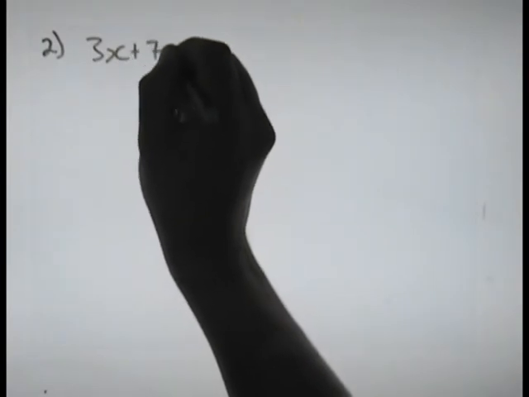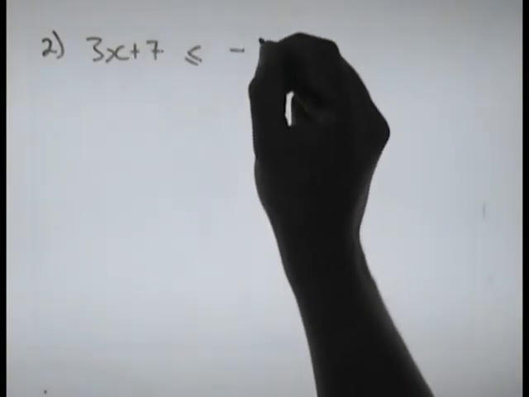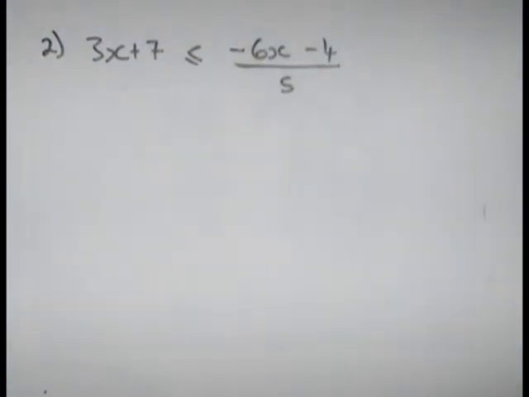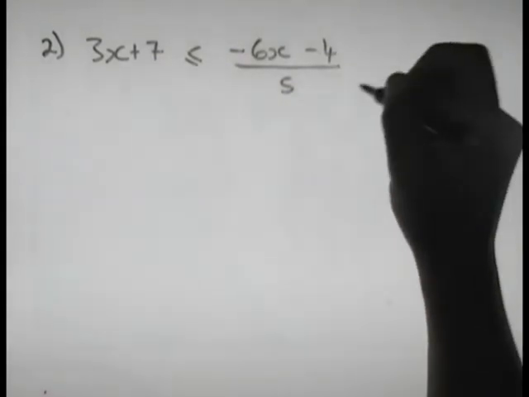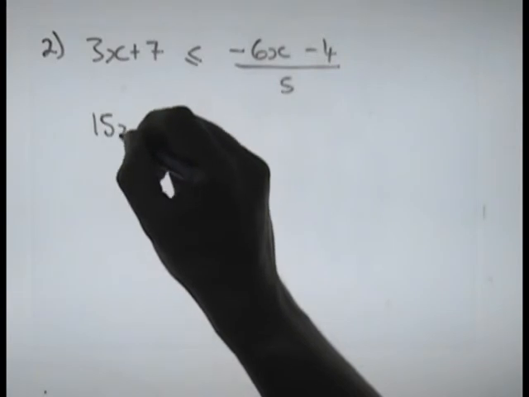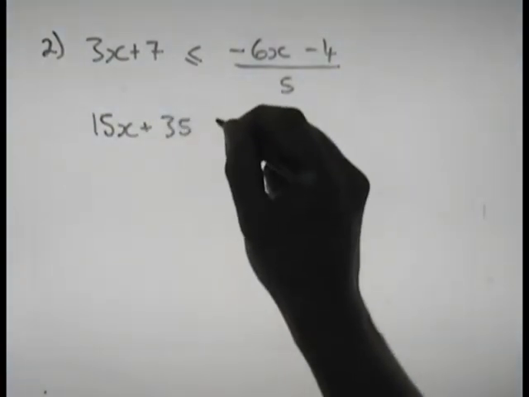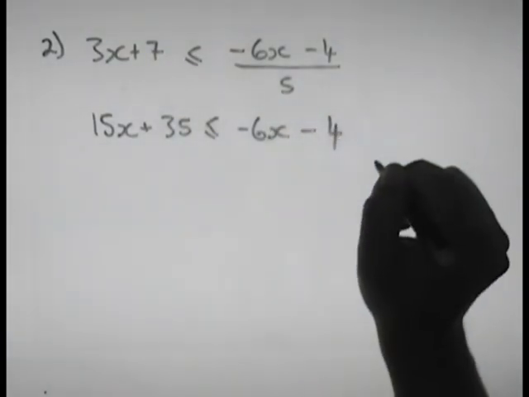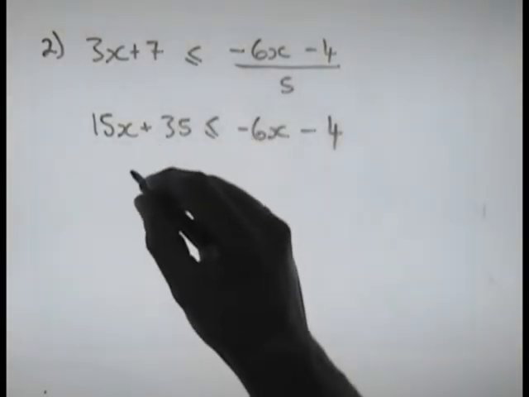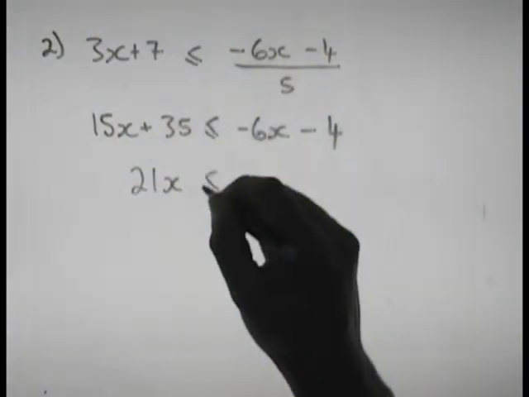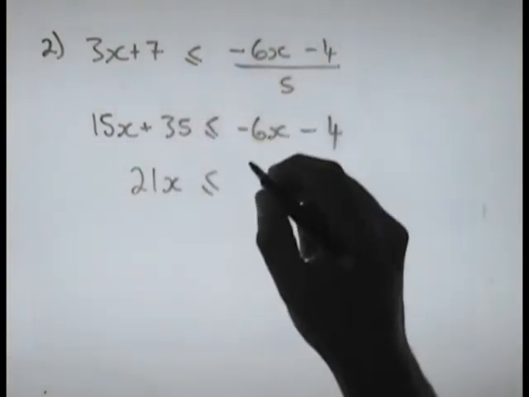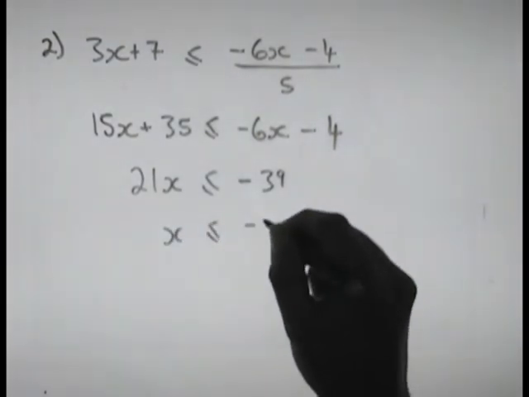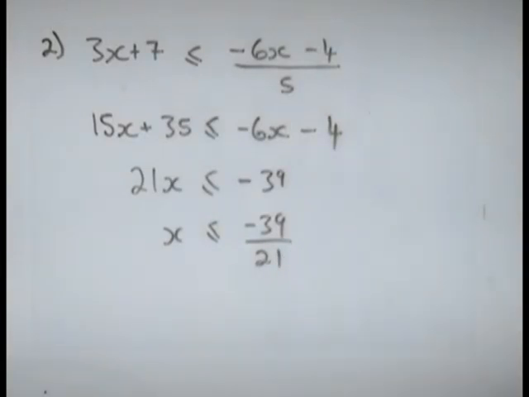Next: (3x + 7) is less than or equal to (negative 6x - 4) over 5. This is an easy one. Our LCD is 5. Just multiply it in. That means that 15x + 35 is less than or equal to negative 6x - 4. Negative 6x taken across will take us to 21x less than or equal to negative 4, take the 35 across, which makes it negative 39. That means that x is less than or equal to negative 39 over 21.